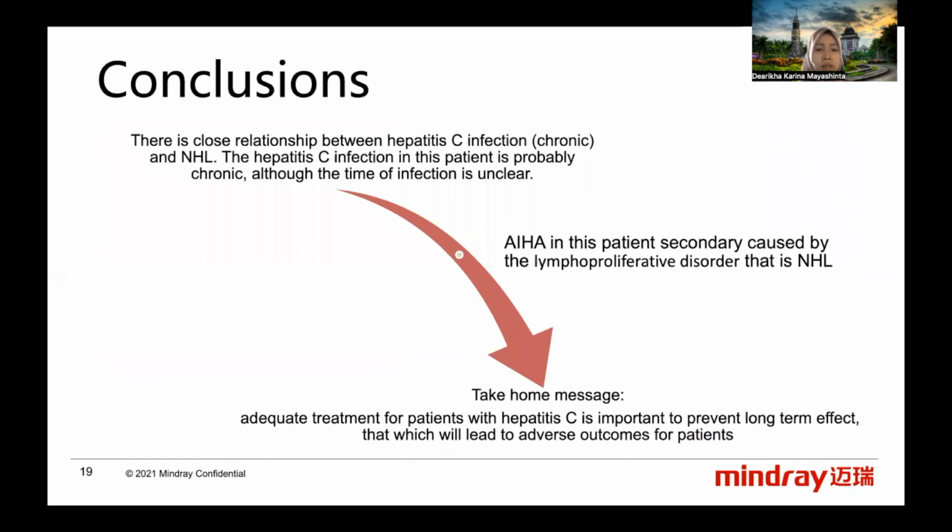So in conclusion, there is a close relationship between hepatitis C infection or chronic infection and NHL. The hepatitis C infection in this patient is probably chronic, although the time of infection is unclear. Autoimmune hemolytic anemia in this patient is secondary, caused by the lymphoproliferative disorder, that is NHL. So for the take-home message, it is important to carry out adequate treatment for patients with hepatitis C because the long-term impact will provide adverse outcomes for patients if not accompanied by appropriate management.